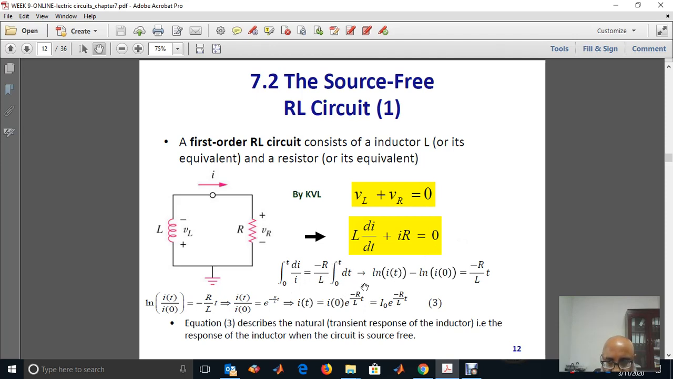dt. Integration of dt is t, then integration of di over i is ln, and then we have ln of i at time t minus ln of i at 0 is equal to negative R over L times t, and after rearranging, i at time t is i at 0, the initial inductor current, e to the power of minus R over L times t. So we have a time constant also for the RL circuit. The time constant for the RL circuit is L over R.